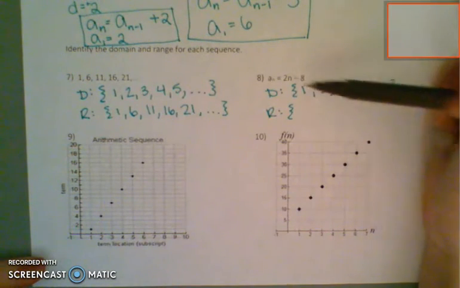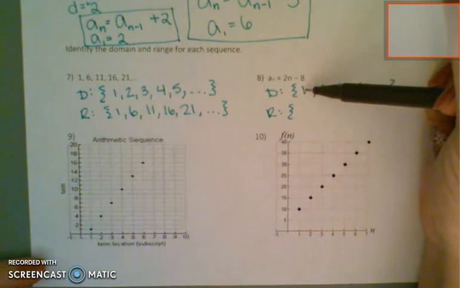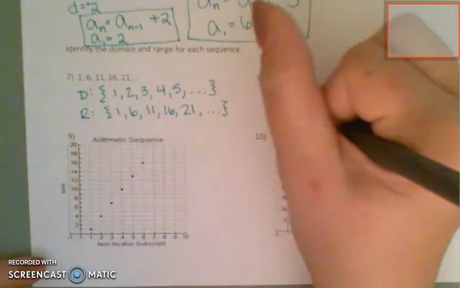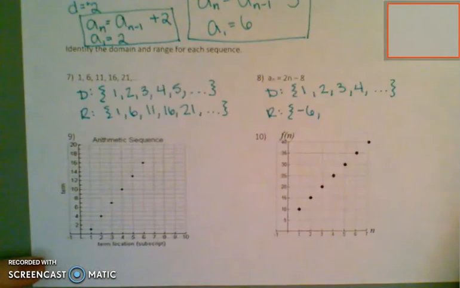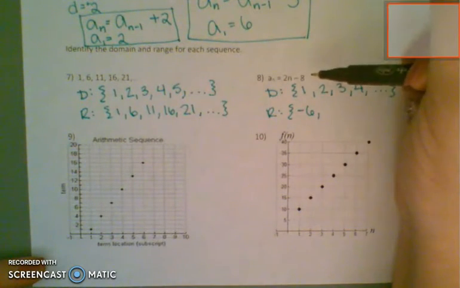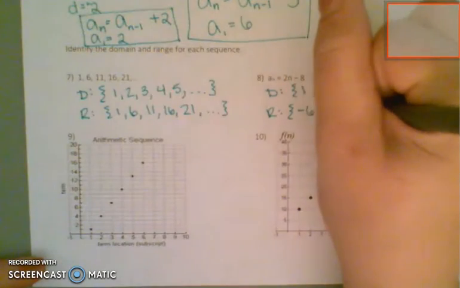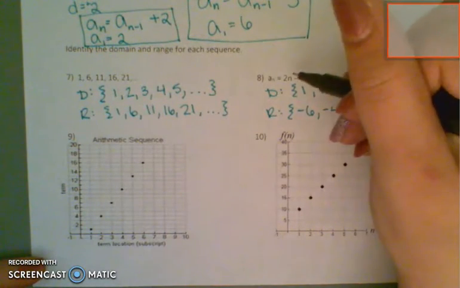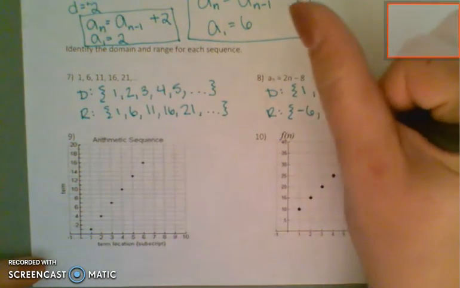Okay, plug 1 in. 2 times 1 is 2. 2 minus 8 is negative 6. Okay, move to the next one. 2 times 2 is 4. 4 minus 8 is negative 4. 3 times 2 is 6. 6 minus 8 is negative 2.